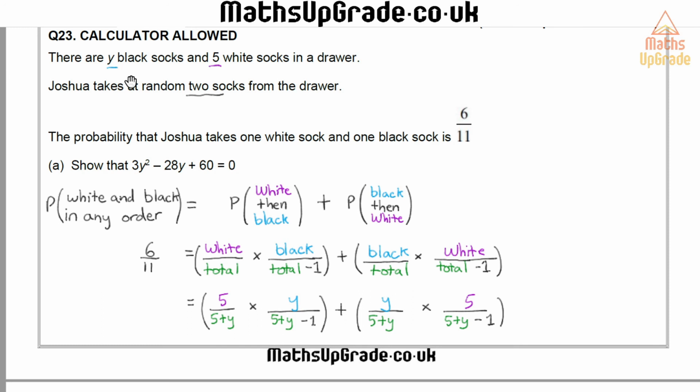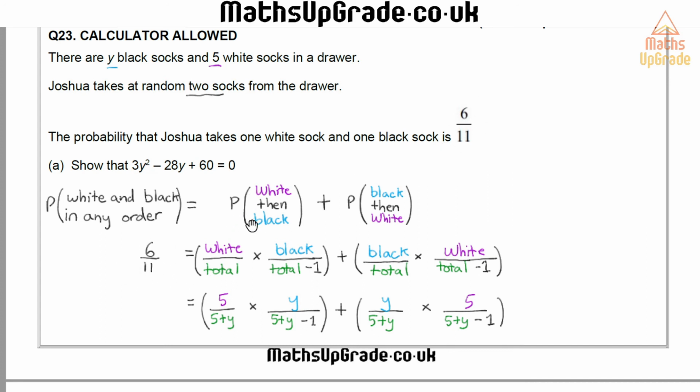So there's y black socks and 5 white socks. He's going to take 2 socks. The probability of taking white and black in any order, which is what this is, 1 white and 1 black sock in any order, is the probability of white then black, or the probability of black then white. And you've got to add these together since it's an OR question. We know the probability is 6 over 11. So here's this side of the equation.